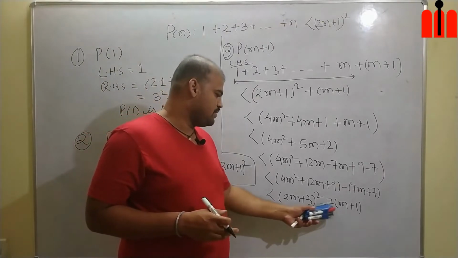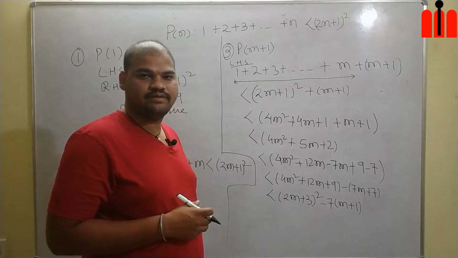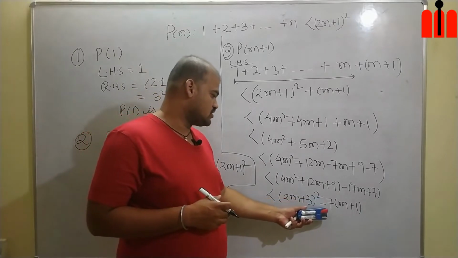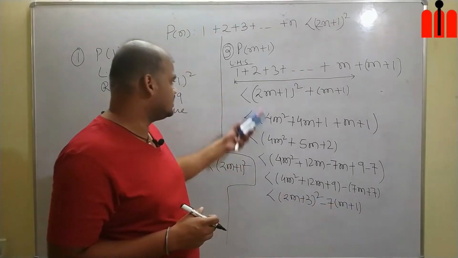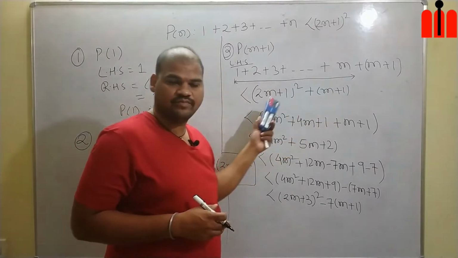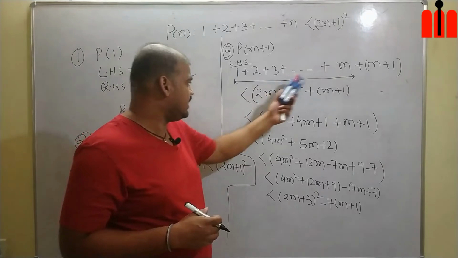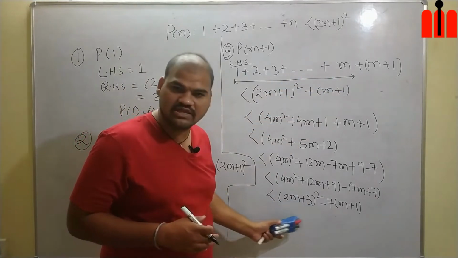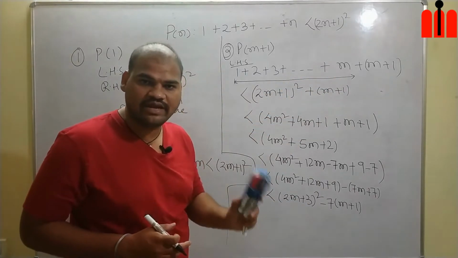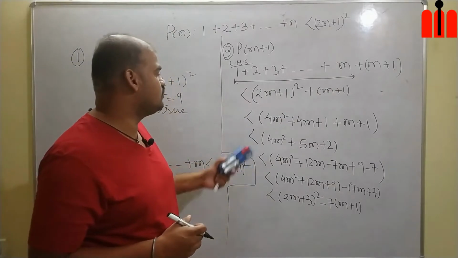As 2m plus 3 is lesser than 2m plus 3 whole square minus 7m plus 1, it is lesser than this entire sum. Okay. So definitely this entire sum will be lesser than 2m plus 3. Are you getting it? Okay. I will make you understand.